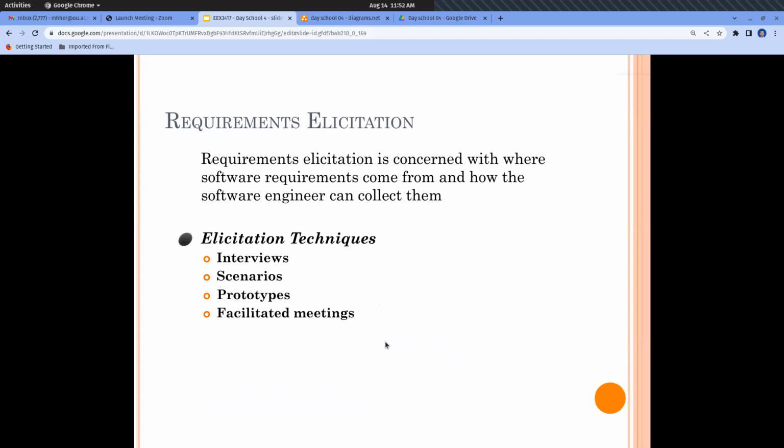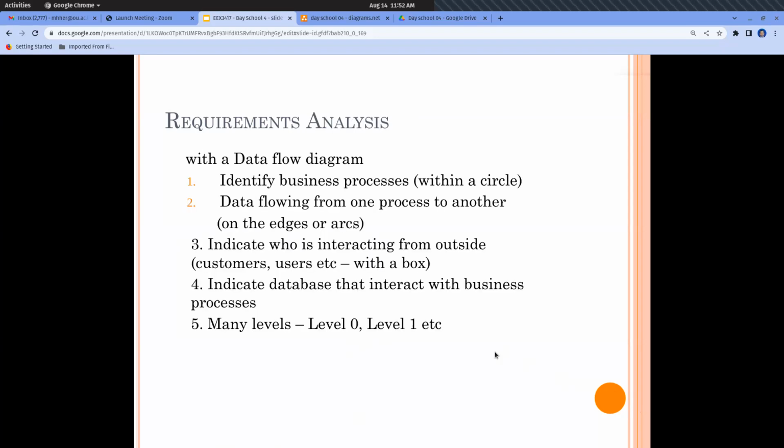Facilitated meetings: collectively taking meetings. Observation: suppose at a workplace, you just sit in the workplace and watch what they are doing. This is also one method to get the information. Just walk around those areas and observe what is happening.